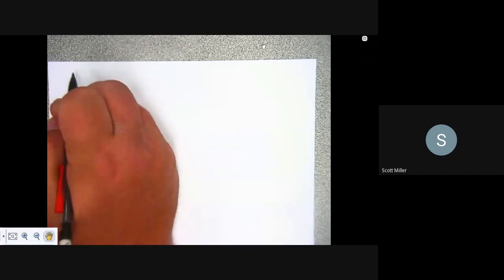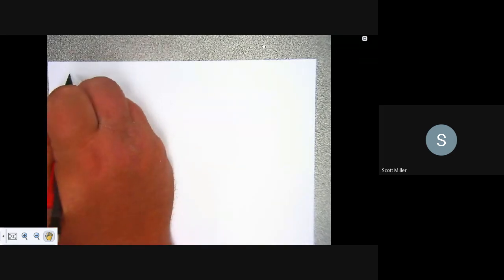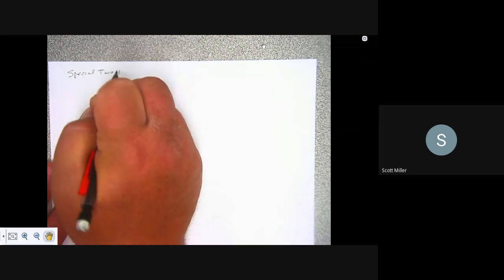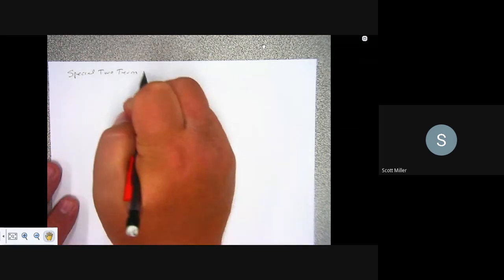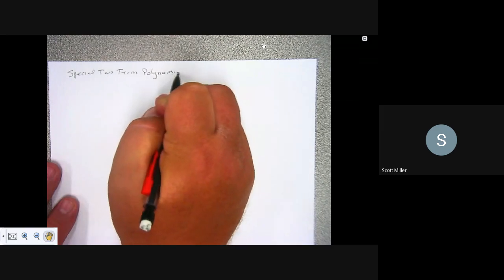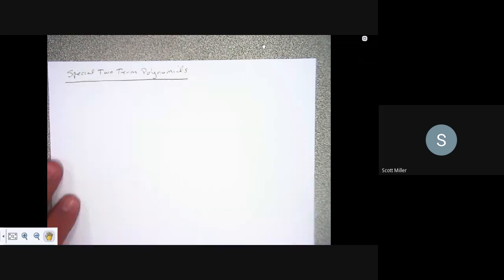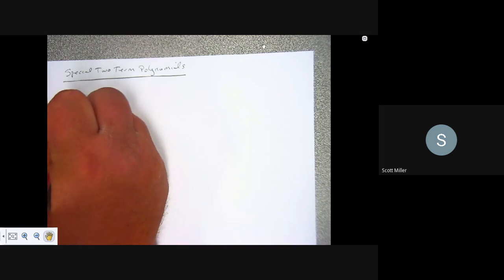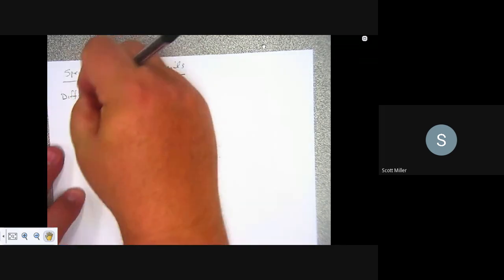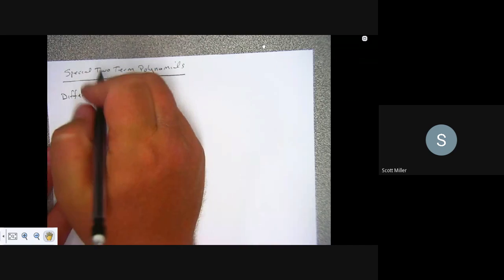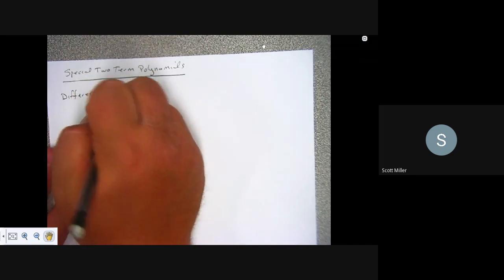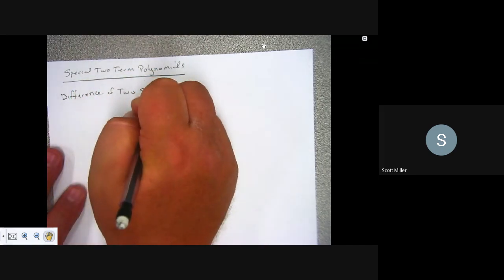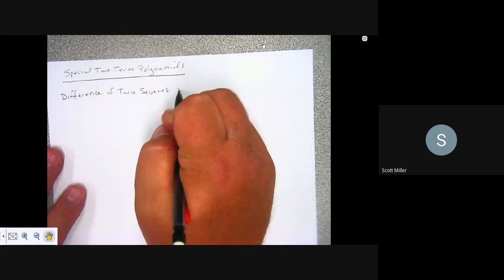Here are the two-term factoring techniques. These are basically special 2 terms polynomials. These will be using formulas that you need to memorize. The first one, the difference of 2 squares. The difference of 2 squares looks like this.